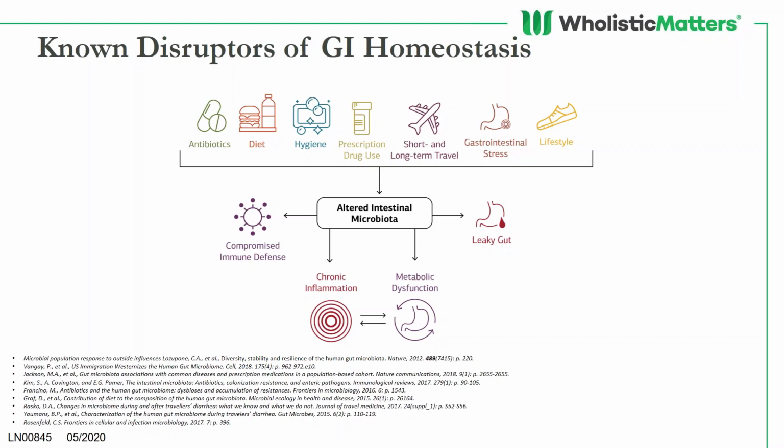However, there are all kinds of different things that are capable of disrupting this homeostasis: antibiotics, diet, hygiene, prescription drug use, short-term and long-term travel, gastrointestinal stress, lifestyle. Then there's all sorts of things that affect the development. You have lifestyle things that are completely unchangeable, but these ones up here are all modifiable. So those are the ones that we're focusing on for this.